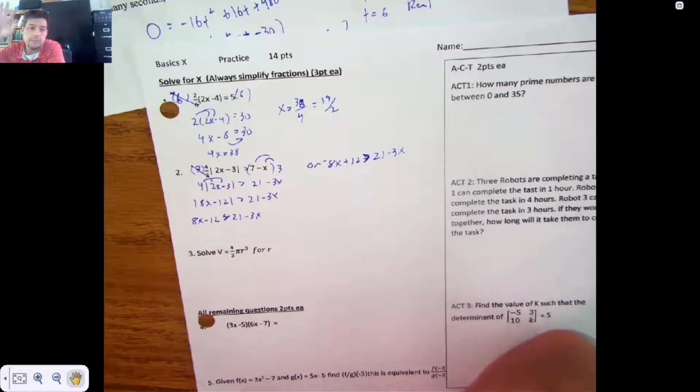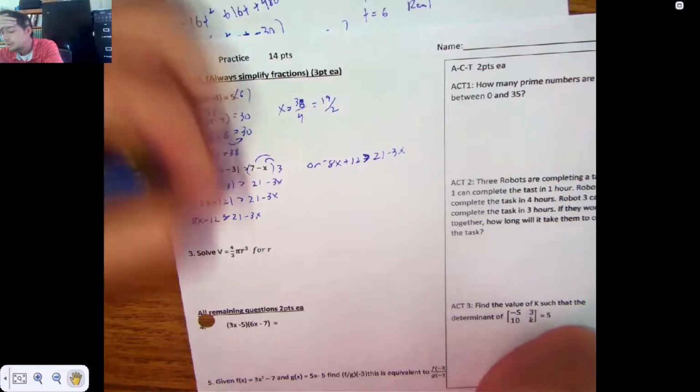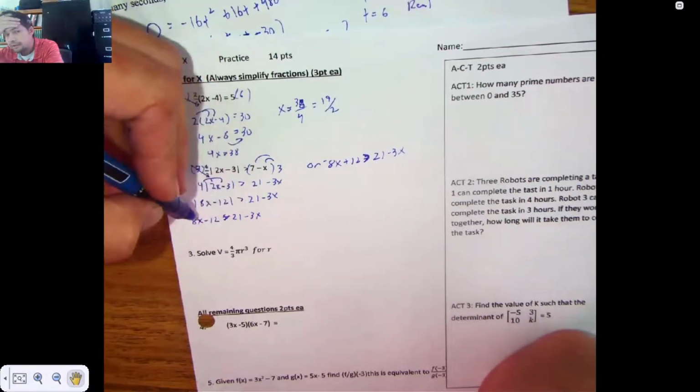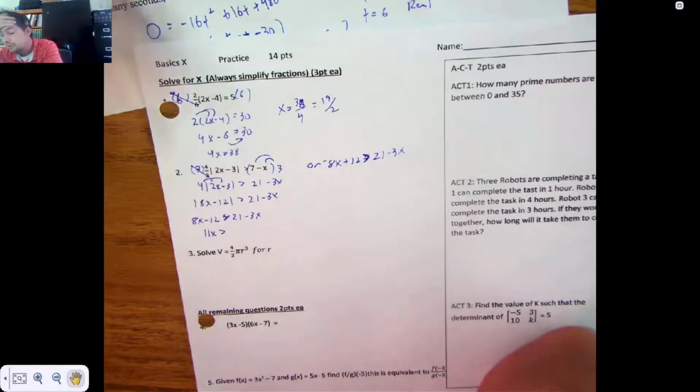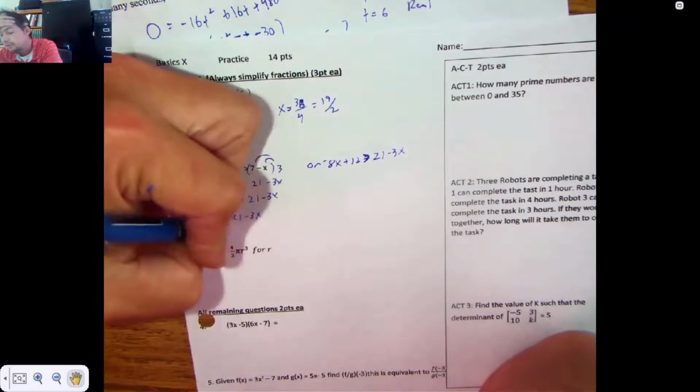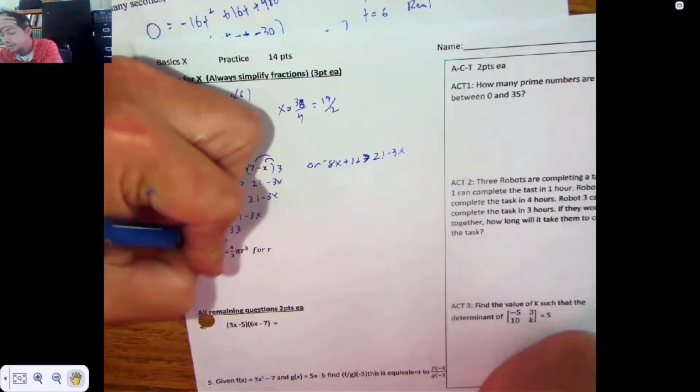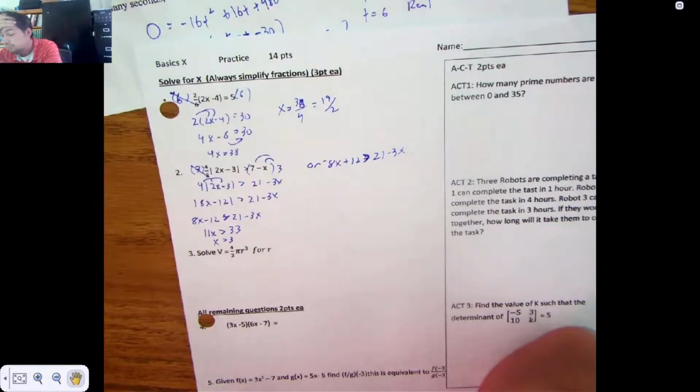I'm just going to go back and make sure my work is right before I move on, because I am known to make mistakes. I don't see anything wrong with it. To solve this one, I would add 3x to 8x, giving me 11x. I would add 12 to 21. That should give me 33. I would divide by 11, and I'd get that x is greater than 3. Sweet.